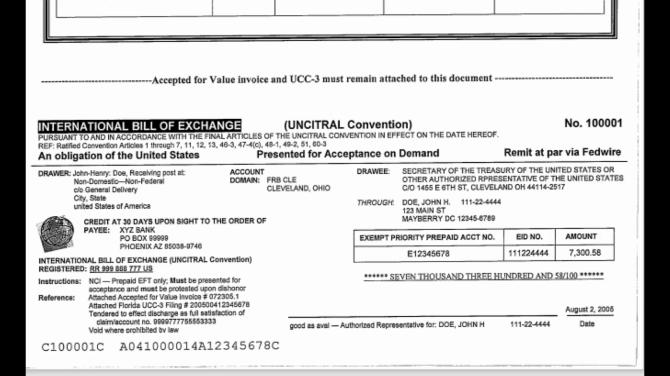So, drawer. Here you're going to have John Henry Doe receiving at whatever account. And so the drawee is going to be Secretary of the Treasury of the United States or other authorized representative of the United States. Here, credit at 30 days upon sight of the order. And so it'll look just like this here. And so you can see what that all is.